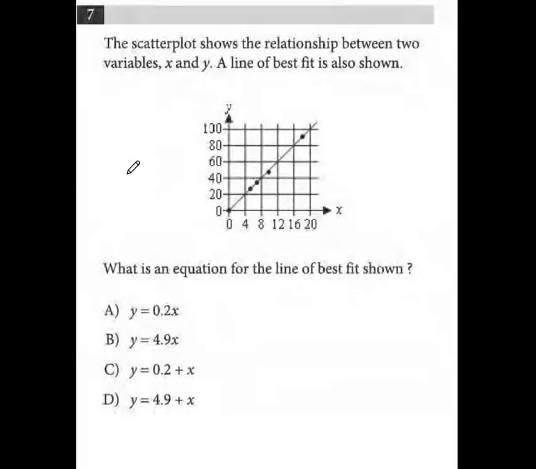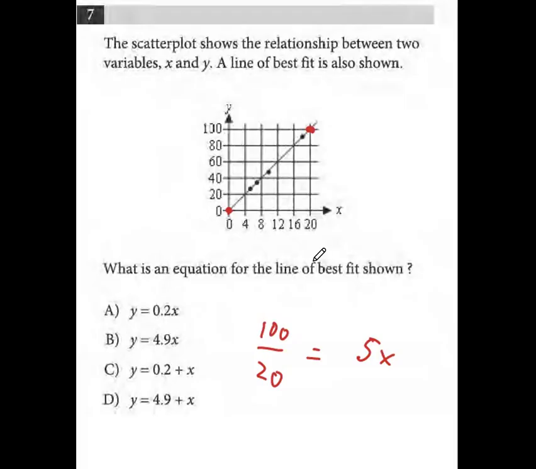Okay, so for question 7, you have a point like here. Basically, we just have to find the slope and intercepts. So basically just the equation of the line. So if we have this point here and we have a point at 0, 0, in that case, y increases by 100 when x increases by 20, which is 5x.